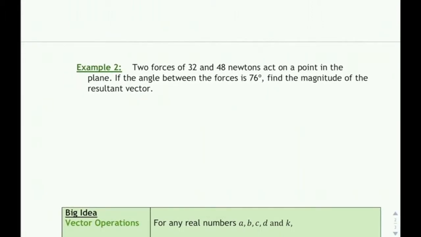Okay, this one's not in the coordinate plane, so we're going to have to treat it a little bit differently. We basically have two different amounts of force acting on some point. So maybe you've got a cup on a table and somebody's pushing it with a force of 32 newtons in one direction, and a force of 72 newtons in another direction. You want to figure out how far it's going to travel. That would be your magnitude.